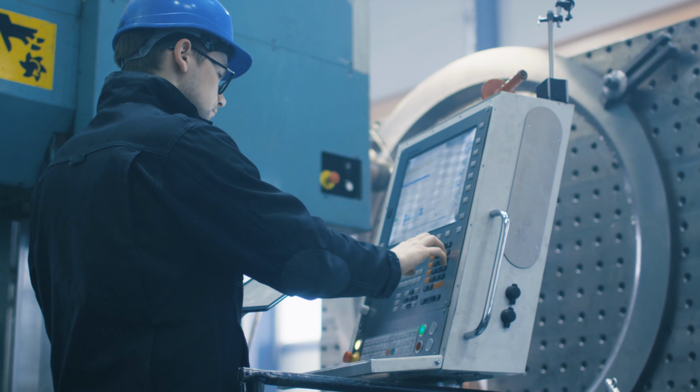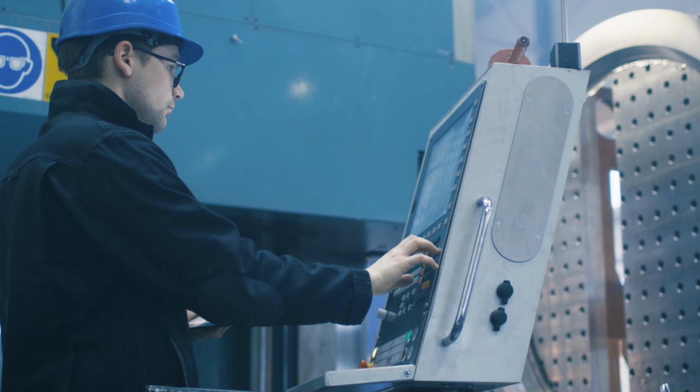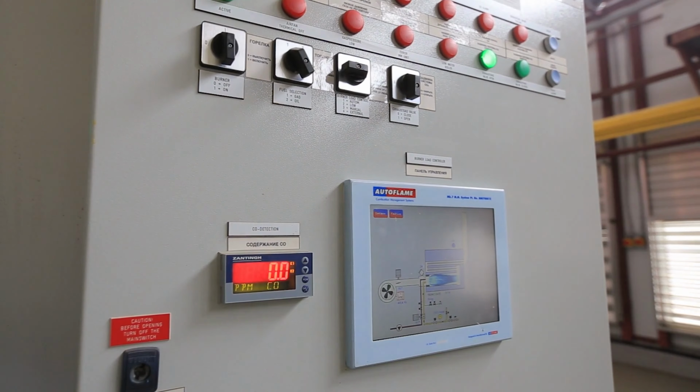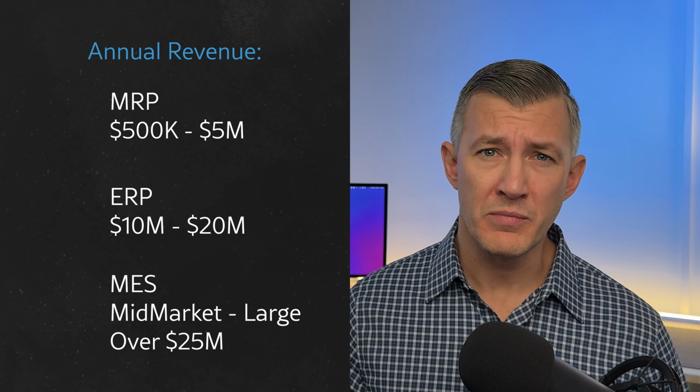Now, MES comes into play when your operations mature enough that you need real-time visibility and control to optimize them. At this stage, you'll need solid data infrastructure, machine connectivity, and defined KPIs to get the insights MES provides. Typically, you'll be an upper mid-market or large manufacturer making over $25 million a year.